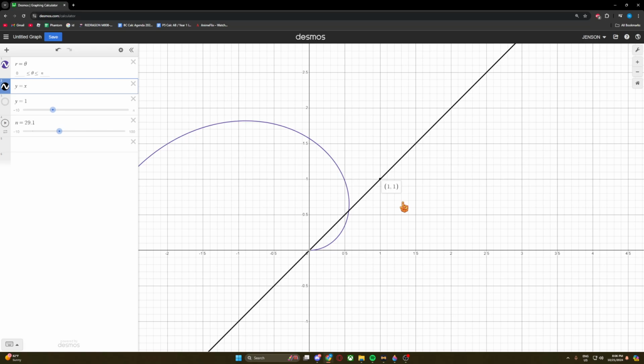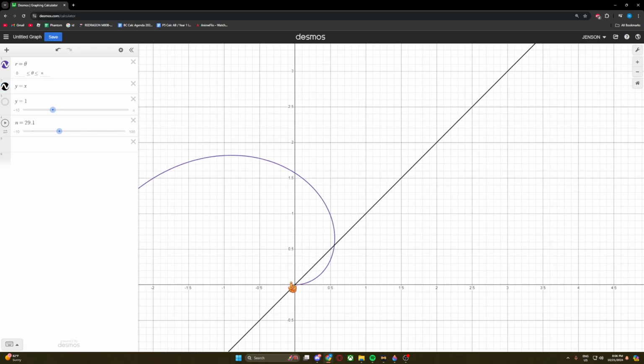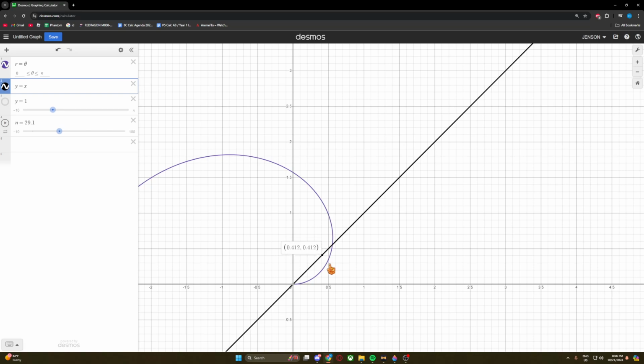1 rad at a radius of 1, so 1 rad is about 57 degrees, so it'd point up around here. And then at 0 it's radian 0 at 0, 0, so that's no angle at 0. And then let's go to 0.45. As you can see, 45 degrees at a distance of 0.45.